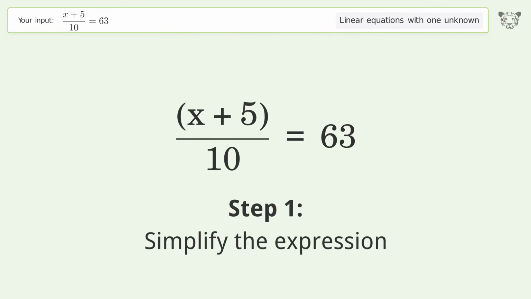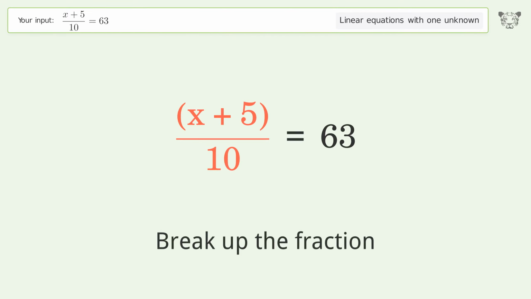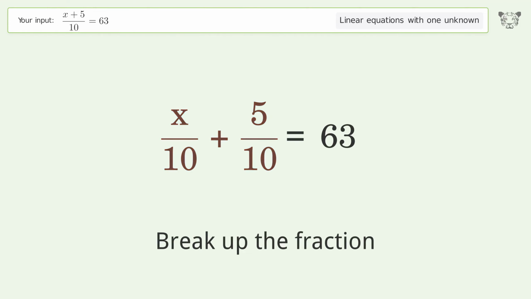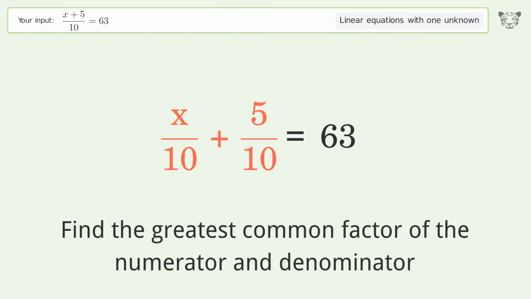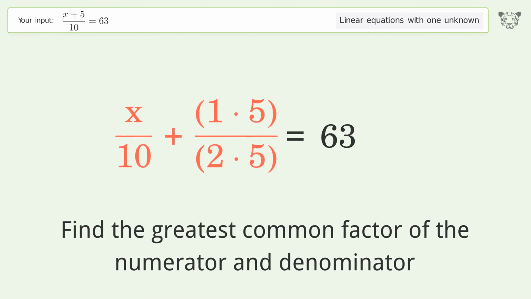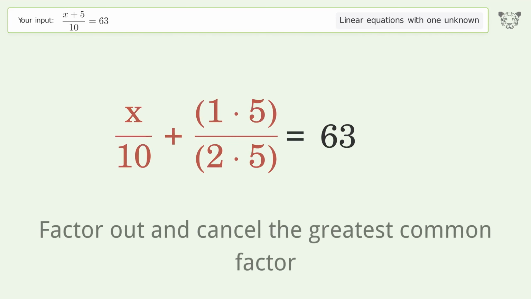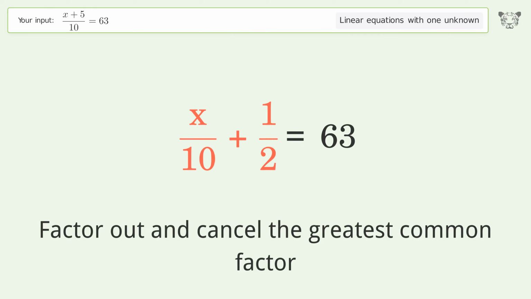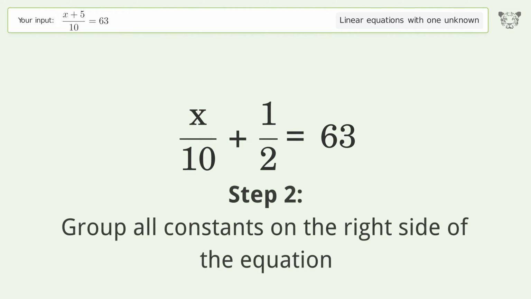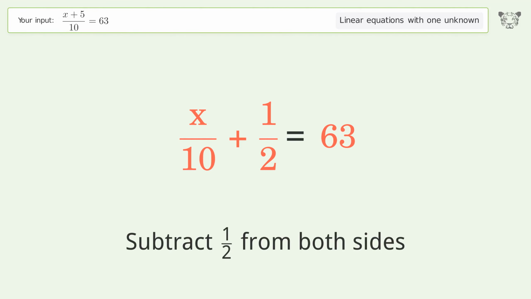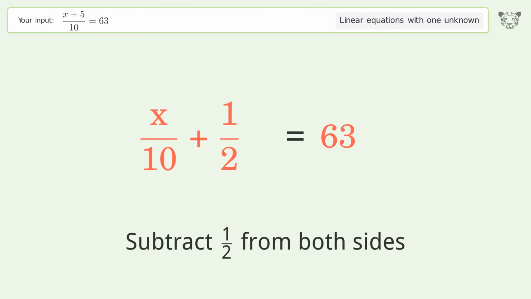Simplify the expression. Break up the fraction. Find the greatest common factor of the numerator and denominator. Factor out and cancel the greatest common factor. Group all constants on the right side of the equation. Subtract 1/2 from both sides.